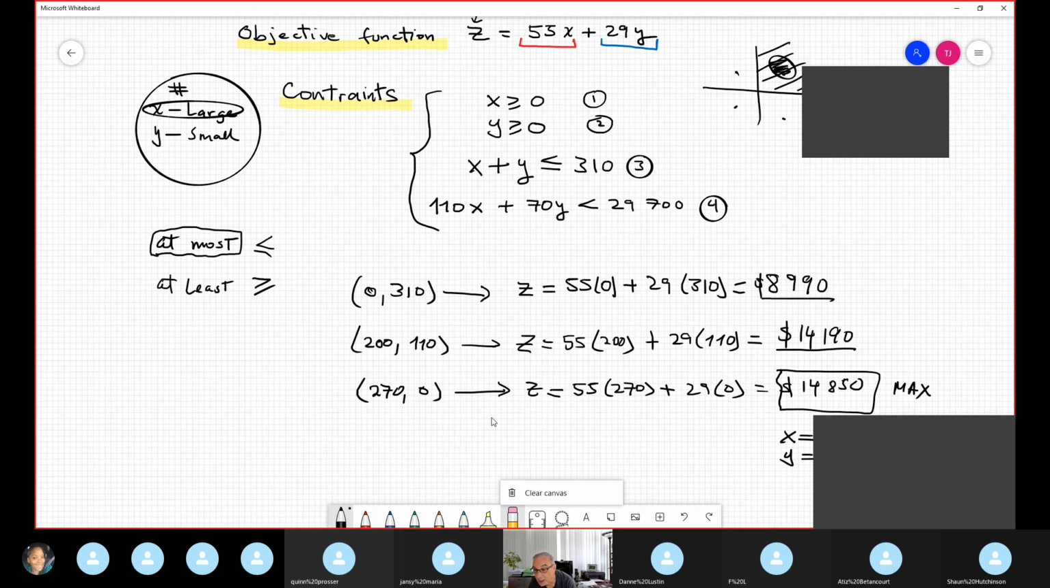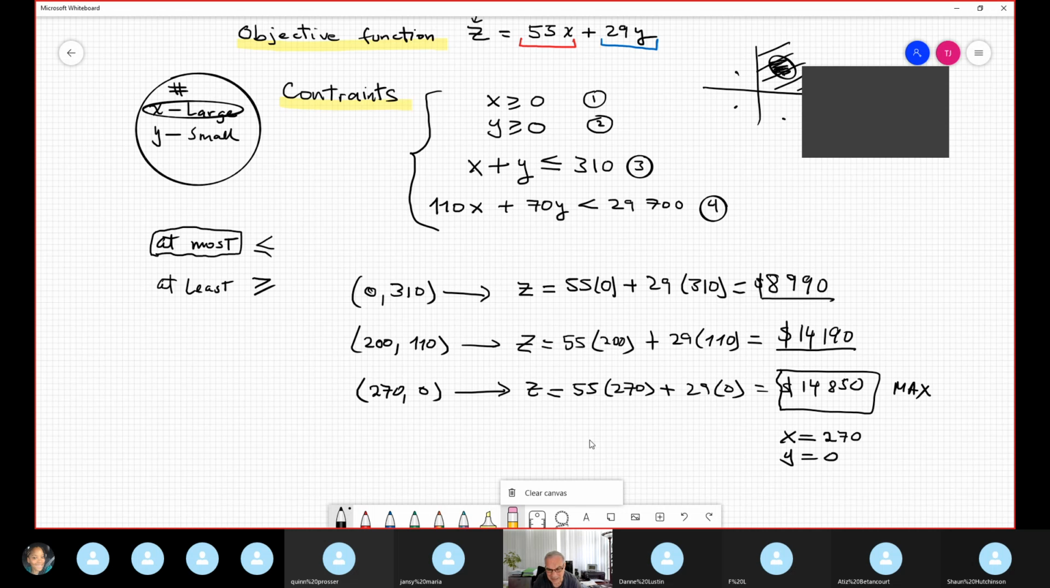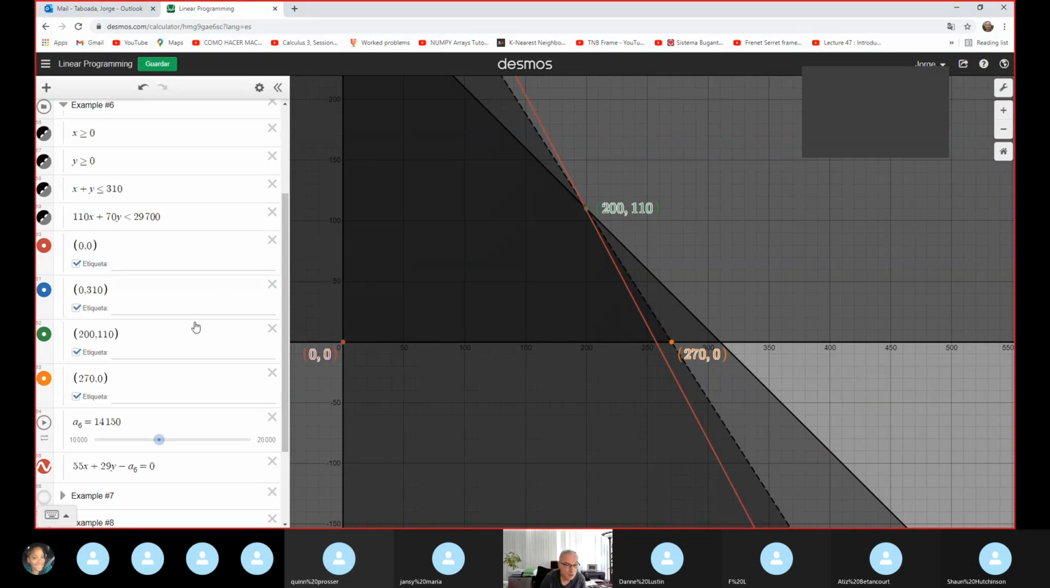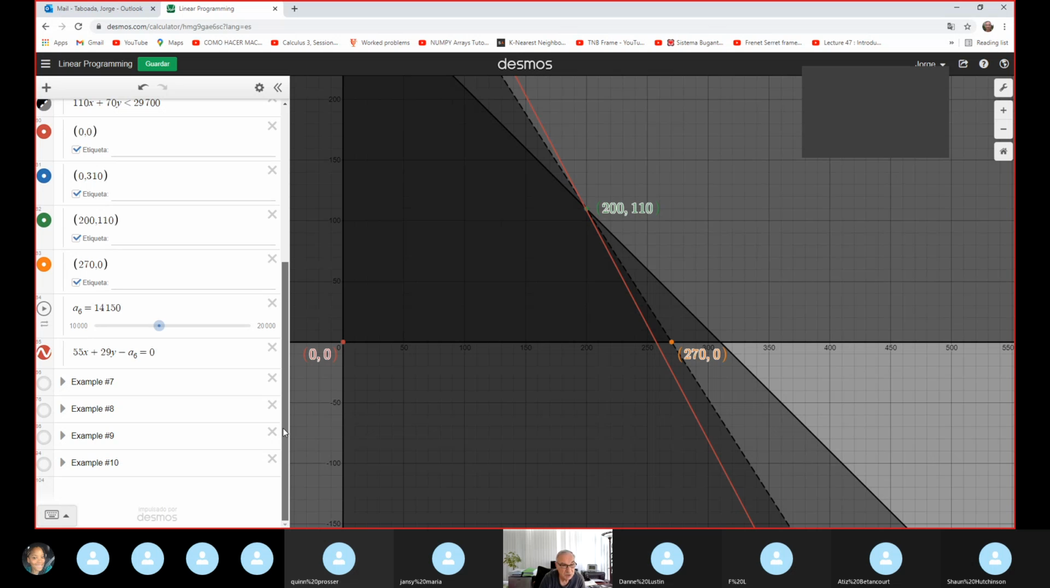In Desmos, why do you add? Okay, let me try to explain. This is just complementary, not strictly necessary. But okay, let's try to explain. Look. Some student asked me how you put in Desmos the objective function, professor, and how you introduce a slider. Okay, look at that. Do you see the Desmos part? Look, I'm typing the equation. This equation is the objective function. 55x plus 29y equals z.